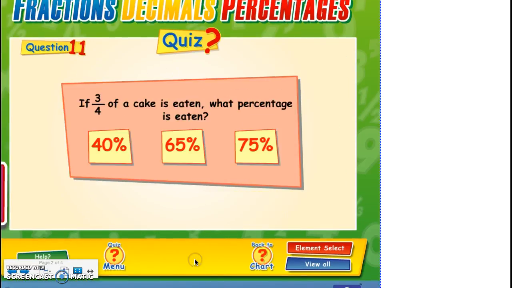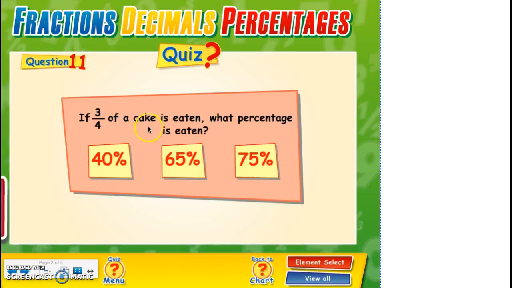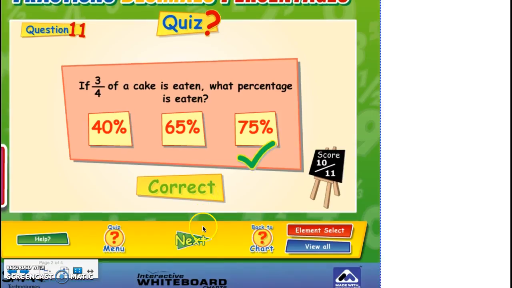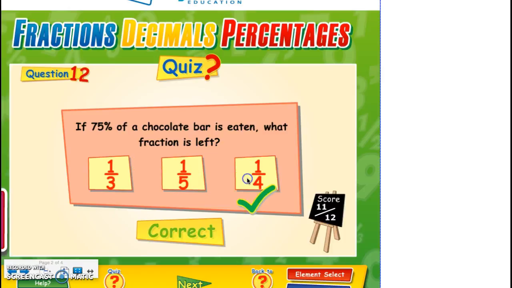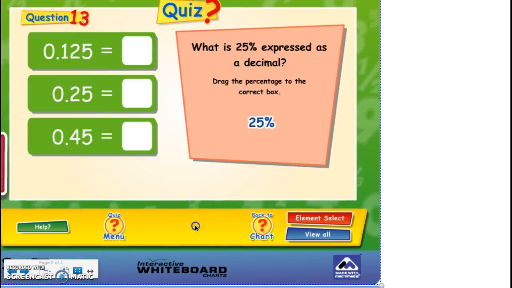Nice. All right, if 3/4 of a cake is eaten, what percentage is eaten? So 3/4 is almost the whole cake. So what do you think it is? Nice job, Evan. If 75% of a chocolate bar is eaten, what fraction is left? All right, so 75 is almost all of it. So what do you think would be left, Maddie? Think 1/4? Nice.